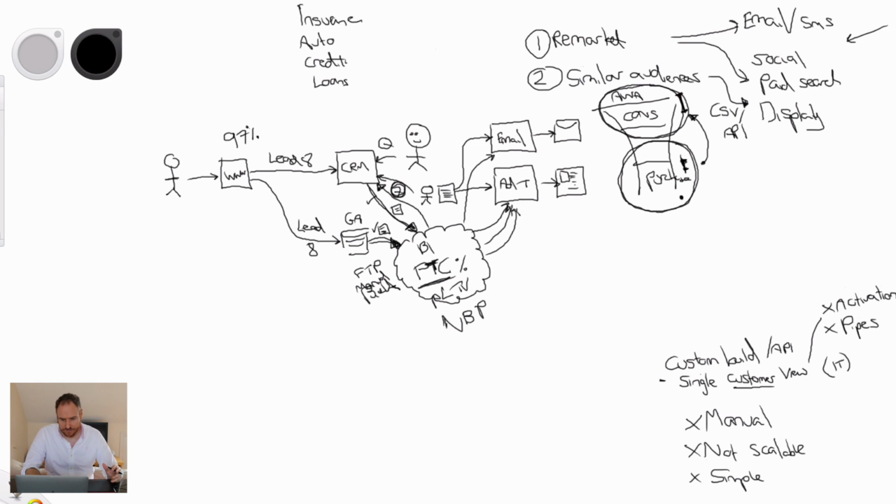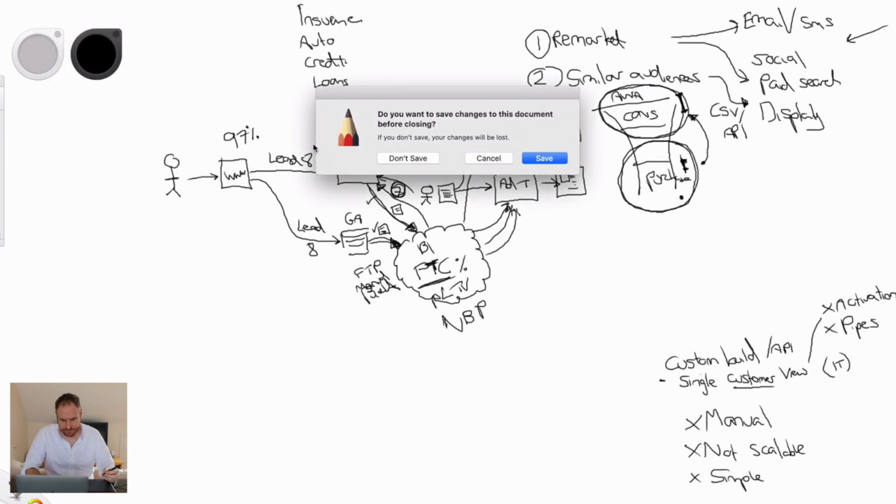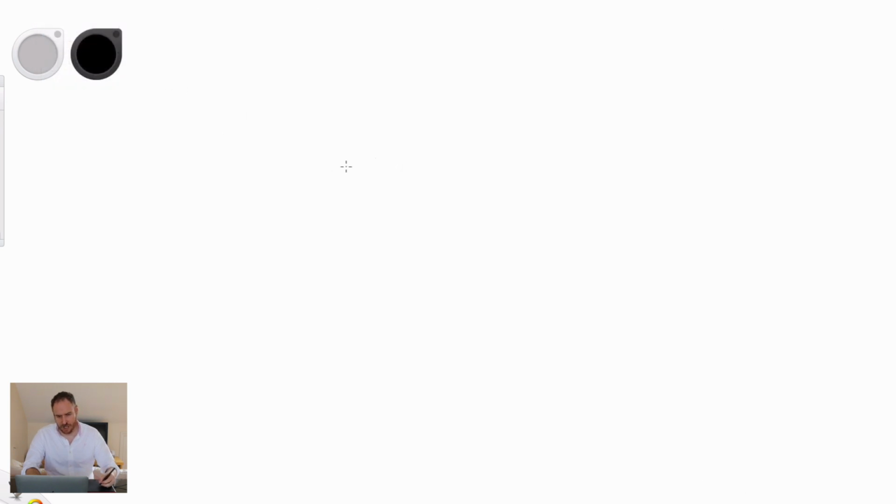Well, the answer is we want to do something that is a little bit cleverer. So let's get rid of this. Let's reimagine how this should be. Okay, so we'll start in the middle. In the middle, we want this, kind of, I'm going to call it a data repository. Notice I'm not calling it a single customer view because we're collecting anonymous information as well.